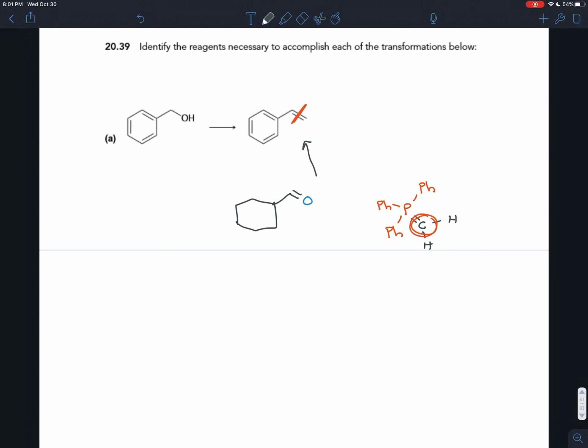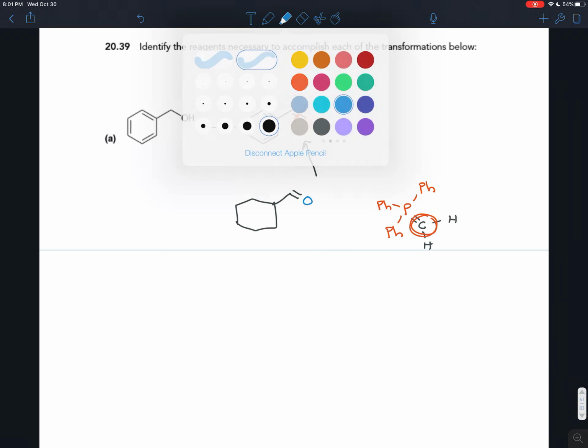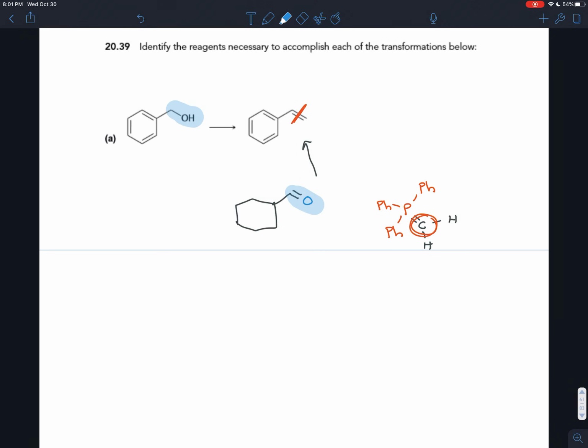Well, now you want to look back at your starting material, and maybe then you can see a connection. The only real difference between the starting material and this aldehyde that we want to use in this Wittig reaction is that there is an extra bond to that oxygen. And so really this is an oxidation. It's an oxidation because you're taking a carbon that had only one bond to an oxygen, and you're giving it 2 bonds to the oxygen.